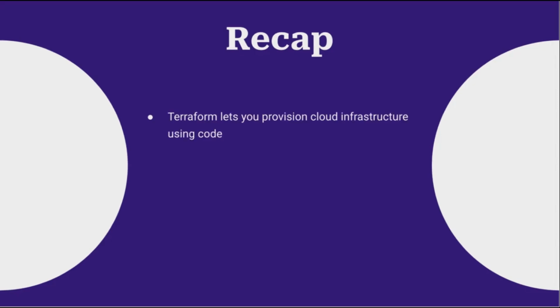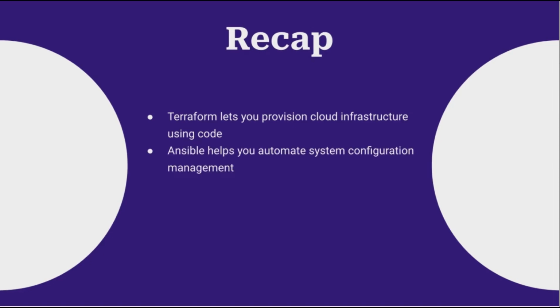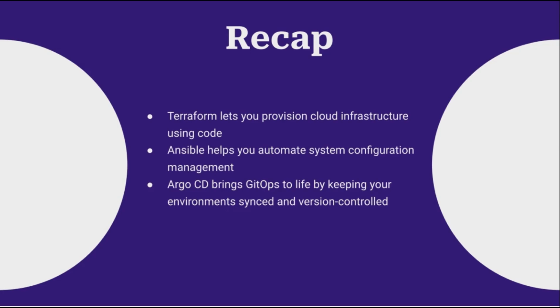Let's quickly recap what we covered in this lesson. 1. Terraform lets you provision cloud infrastructure using code, fast, reliable, and repeatable. 2. Ansible helps you automate system configuration and management using agentless, human-readable playbooks. 3. Argo CD brings GitOps to life by keeping your Kubernetes environment synced and version controlled via Git. Together, these tools help SREs reduce toil, improve system stability, and make infrastructure as scalable and agile as the code it supports.